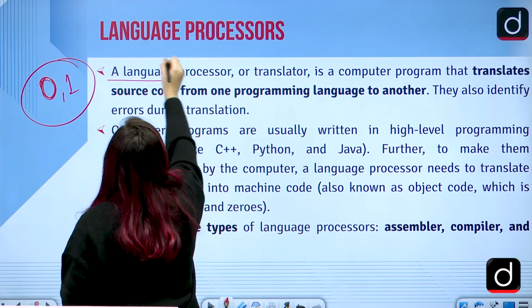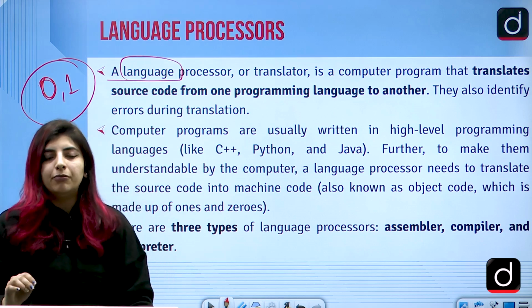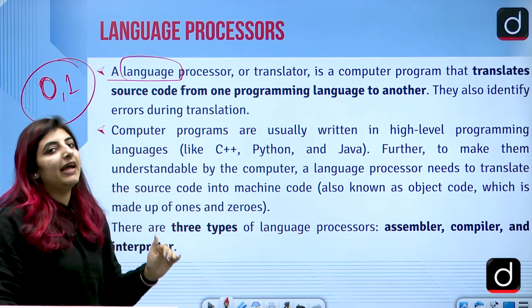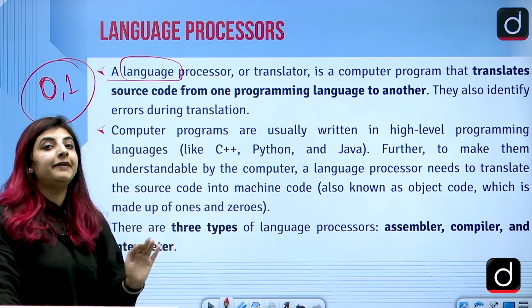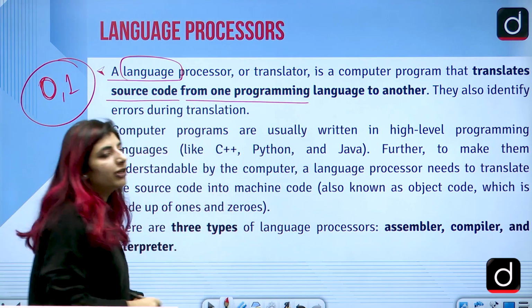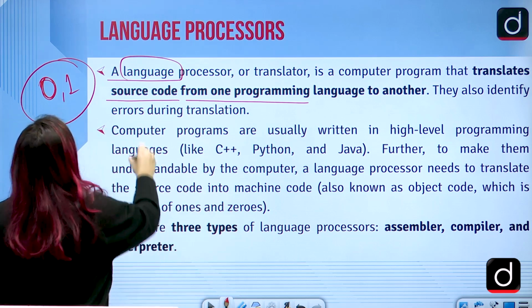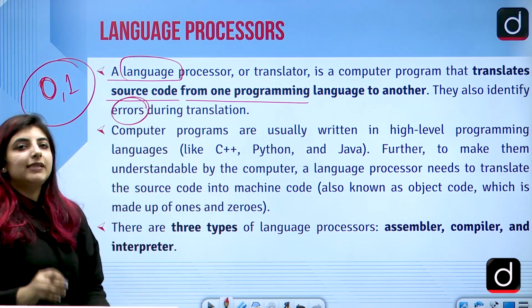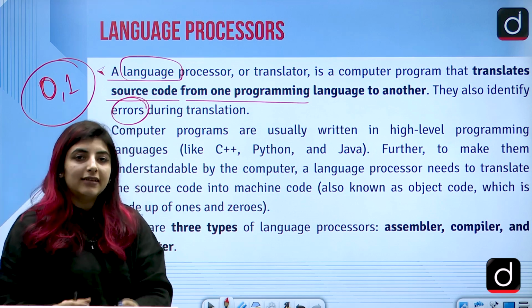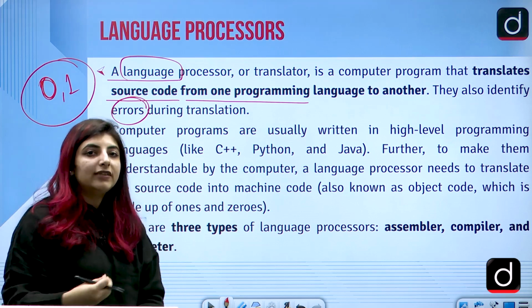Coming back to why we need language processors. Obviously, when you are writing a program, you need the computer to understand it and execute a particular program. That is why we need an assembler, compiler and interpreter, correct? They translate source code from one programming language to another, correct? They also identify errors during any execution or translation. So, we will see how the compiler, interpreter and assembler tell us that there is an error, after running the entire program or after running the statement where the error was, correct?